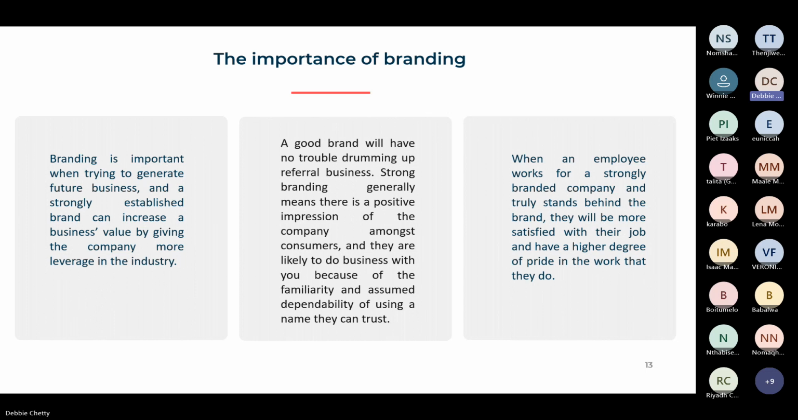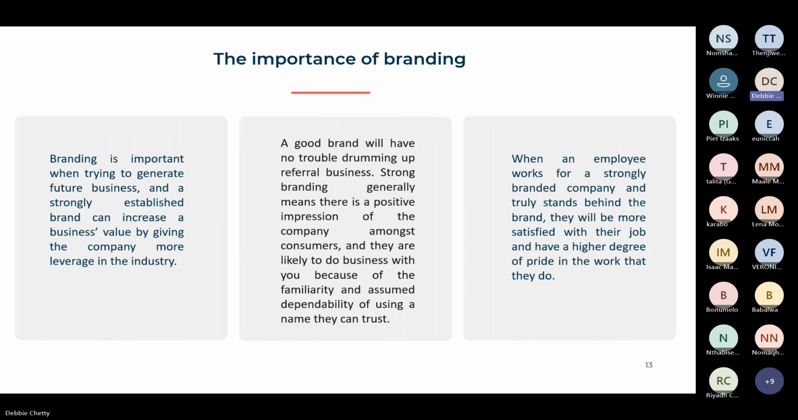So strong branding generally means that there's a positive impression. A lot of people know about Nike, a lot of people know about Adidas or other famous brands out there, right? But if you're starting off as a completely new business with a new product or a new service, you have to spend a lot of time getting customers to firstly purchase your product or service, and also you have to gain customer loyalty over time. It's built. It doesn't happen overnight.